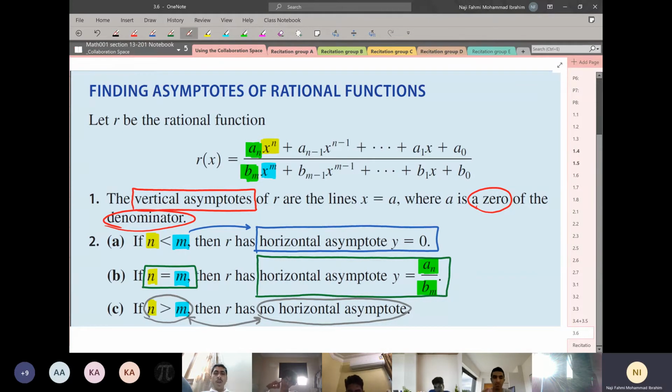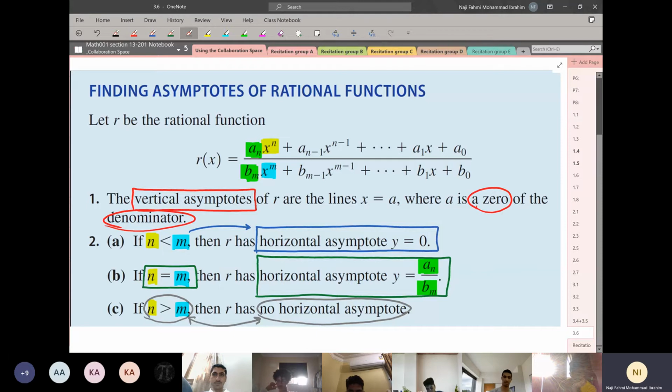So let's repeat again. How can I find the vertical asymptotes? The first rule: vertical asymptotes are the zeros of the denominator. How can I find the horizontal asymptotes?